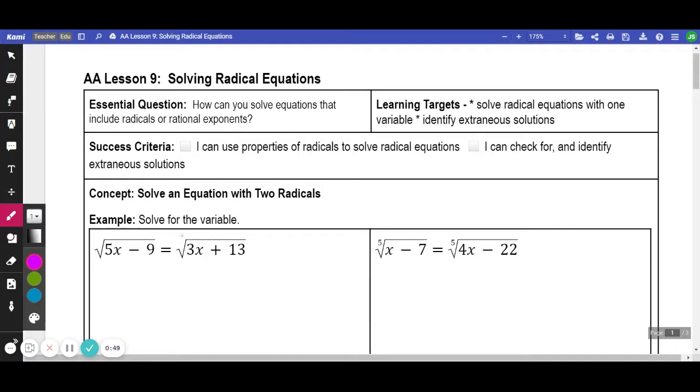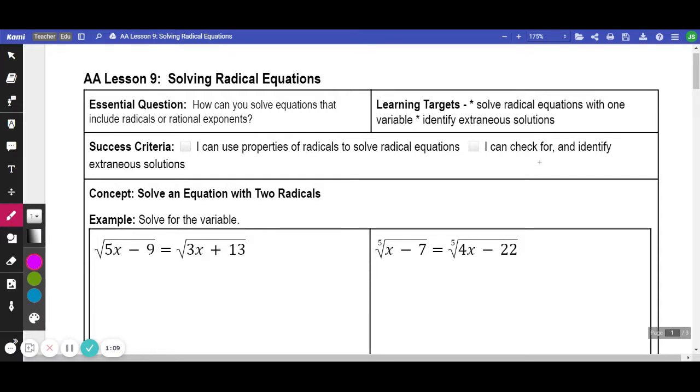So the radical means the root, so an equation that involves a root. And then I can check for and identify extraneous solutions. I will show you what extraneous solutions mean. And there's a couple different kinds of radical equations that we're going to be solving.